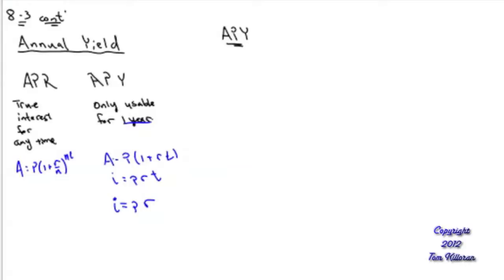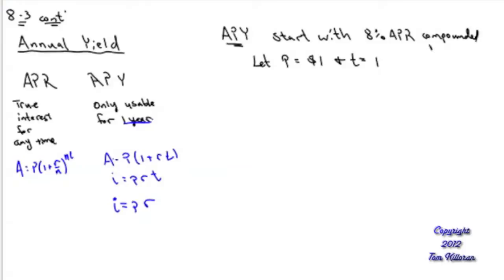So APY, you start off, you have to have an APR. So let's say we have an 8% APR. And we want to calculate what the rate is if we change it into simple interest for 1 year. So to do this, we're going to let P equal a dollar. And T equals 1. Oh, 8% compounded monthly. We have to have a compounded interest rate. All right, so if we have an 8% APR compounded monthly, you let P equal a dollar, you let T equal exactly 1 year, that'll transform it into APY.